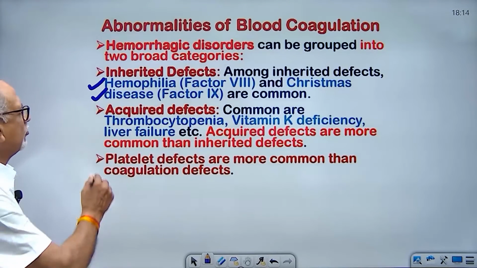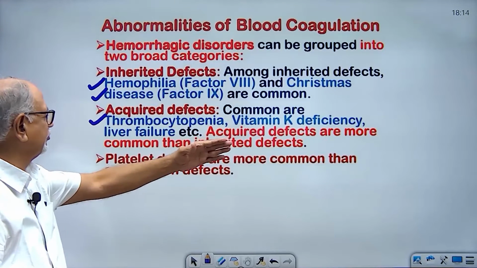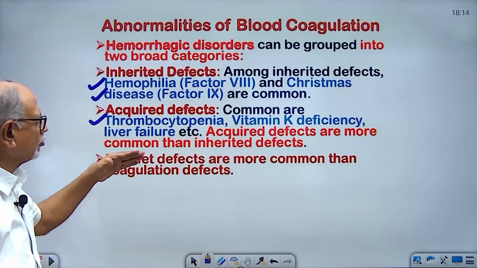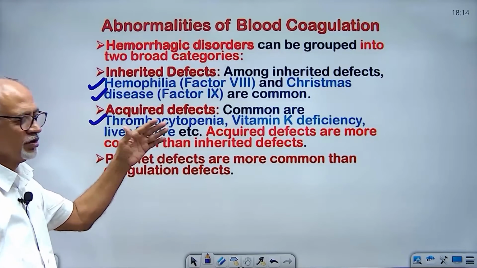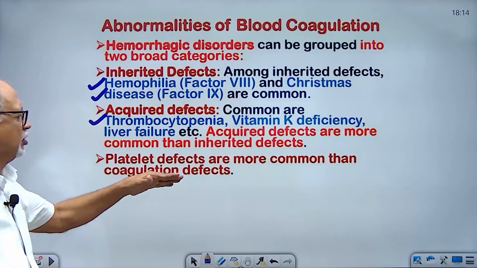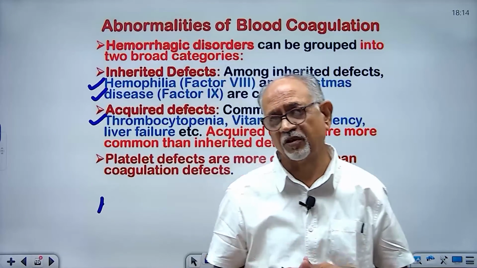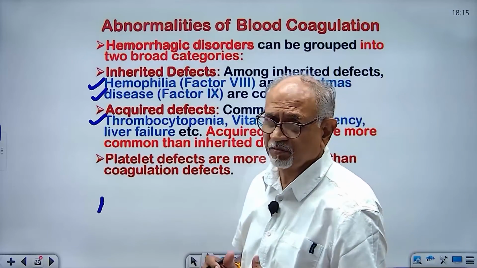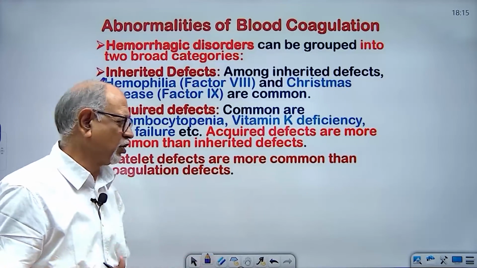The common ones are thrombocytopenia related to the platelets, then vitamin K deficiency, and also liver failure. Acquired defects are more common than inherited defects. These are more seen in the population. Then platelet defects are more common than coagulation defects. If there is a defect in platelet formation, with a lower number of platelets, then that type of defect is more common as compared to any defects due to deficiency of other clotting factors.